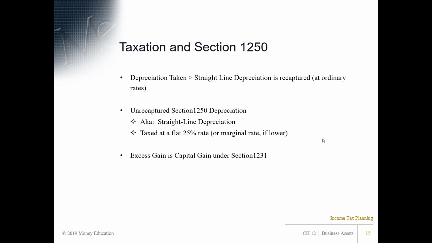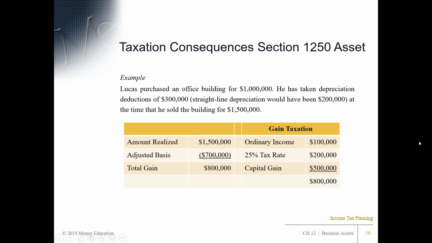Depreciation taken that is greater than straight line depreciation is recaptured at ordinary rates. So unrecaptured section 1250, aka straight line, is taxed at 25%. An example, and this happens frequently because the building appreciates and you have to depreciate it on your tax return: the straight line is taxed at a flat 25%, and the excess gain is capital under 1231. So an example, Lucas purchases an office building for $1 million.